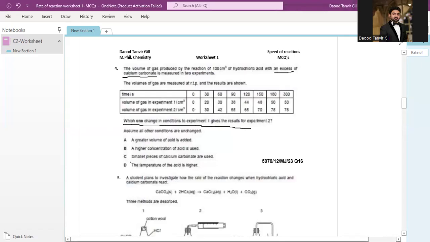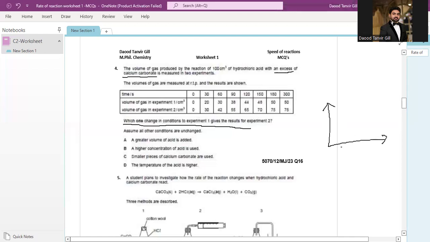Smaller pieces of calcium carbonate are used. So this will also not have an impact on the volume of gas. Only the rate will increase. We'll get a steeper curve. The yield will stay the same, and temperature has also a similar effect. Only the kinetic energy will increase. The yield will stay the same.